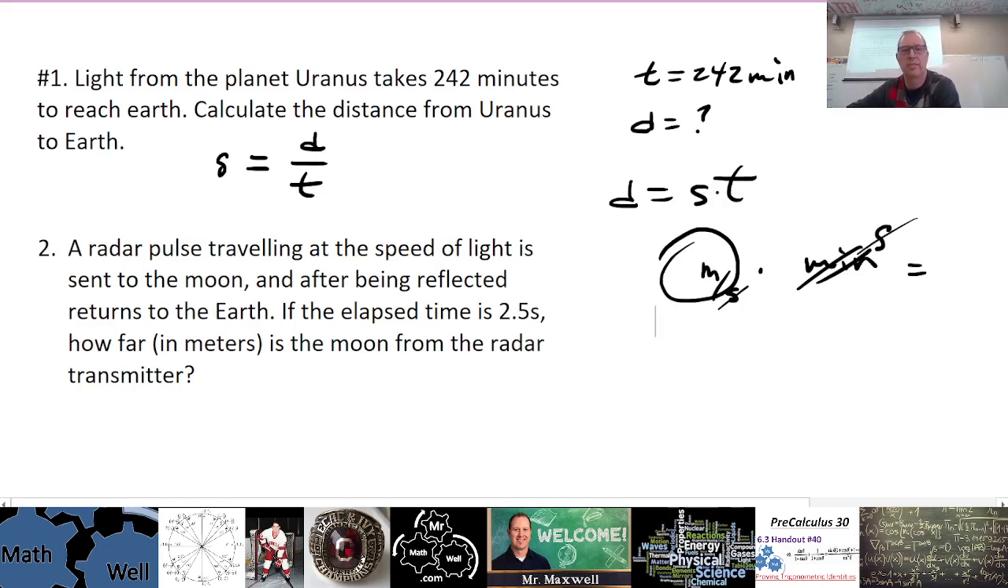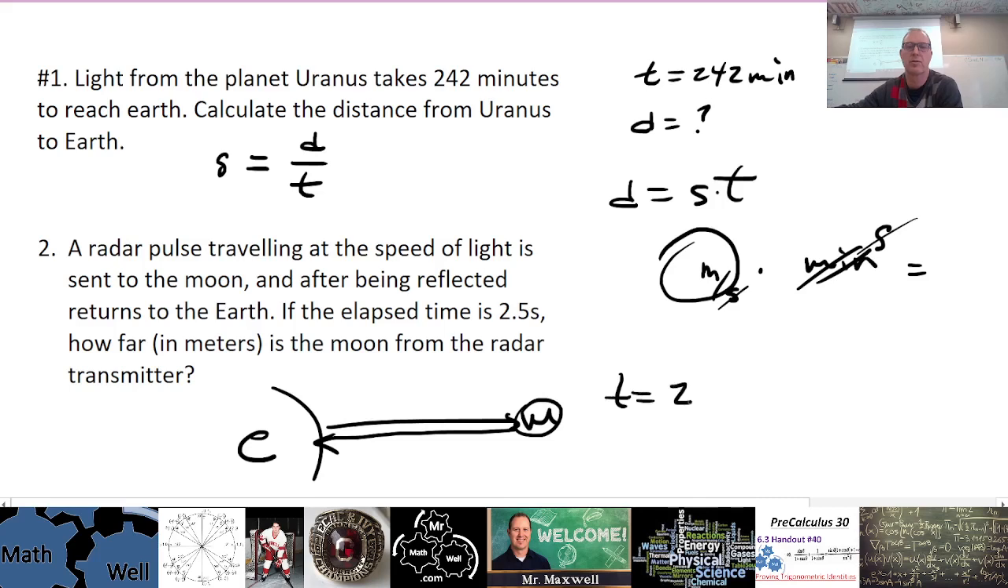Number two, you guys asked about elapsed time. That's just the time that goes by. A radar pulse traveling at the speed of light is sent to the moon, so from Earth to the moon. After being reflected, it returns to Earth. This whole time is 2.5 seconds, so the time elapsed is 2.5 seconds. How far in meters is the moon? Well, D we don't know, and V or S, the speed, is the speed of light. So there you go.